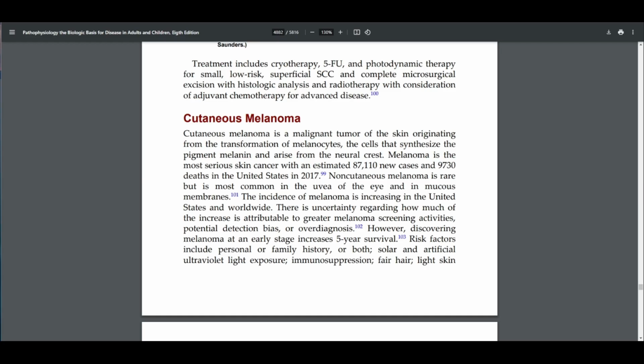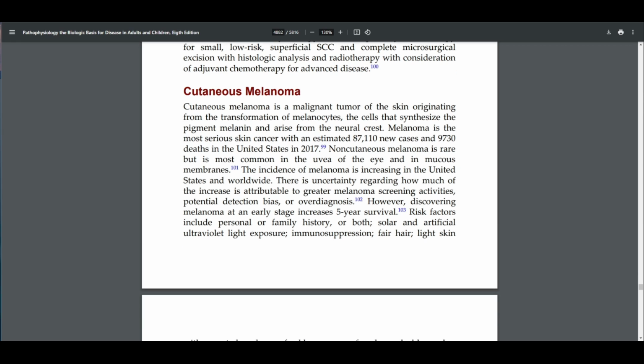The incidence of melanoma is increasing in the United States and worldwide. There is uncertainty regarding how much of the increase is attributable to greater melanoma screening activities, potential detection bias, and overdiagnosis. However, discovering melanoma at an early stage increases the 5-year survival.